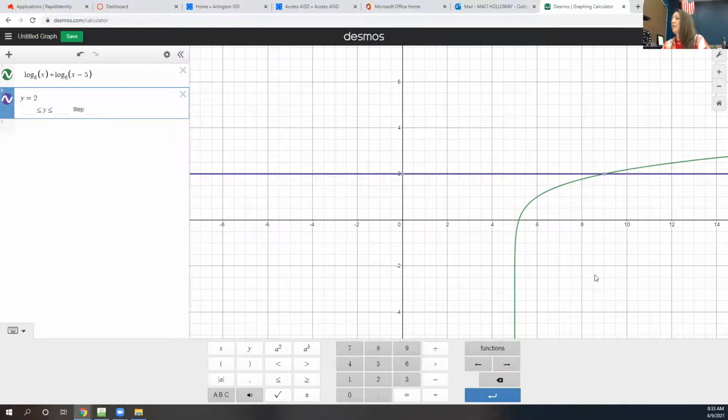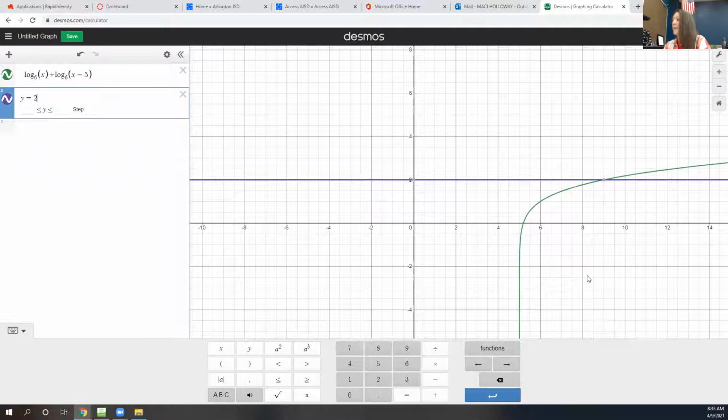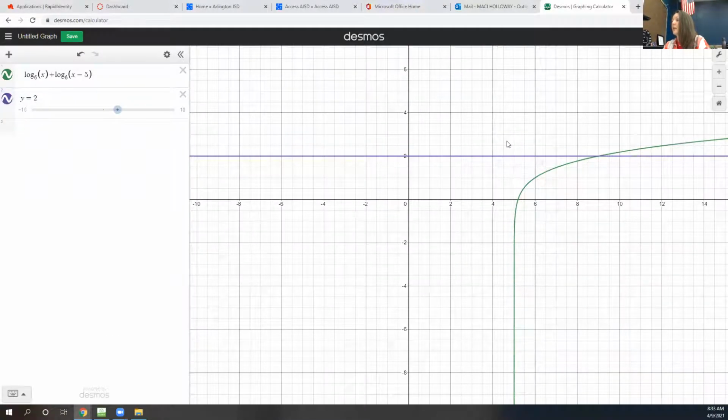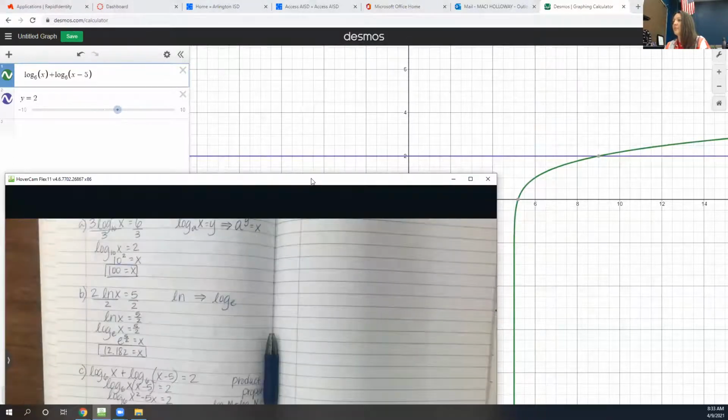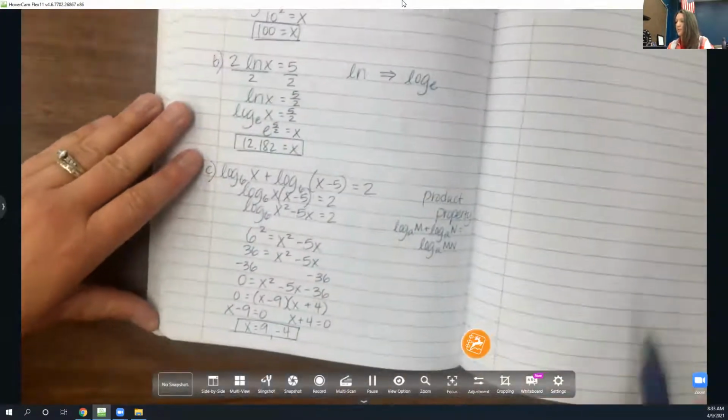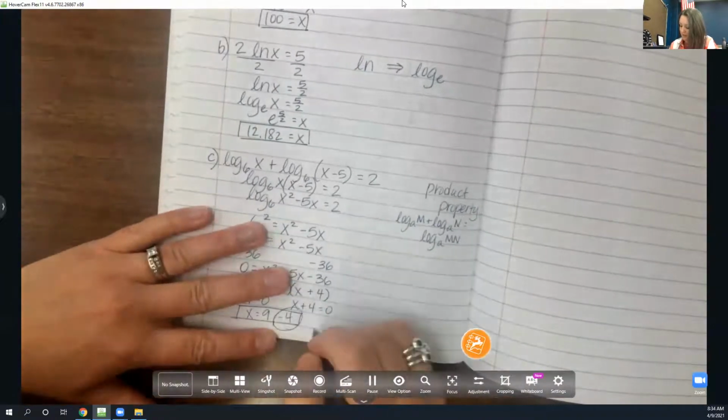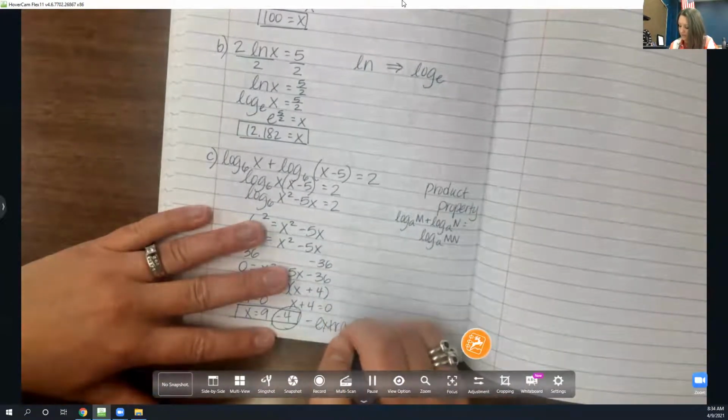Okay, so we had two answers, right? 9 and -4. It's looking like our vertical asymptote here is at 5. And 9 works. 9 is an intersection point. However, -4 is not an intersection point. So guess what? We have an extraneous solution. We're going to have to write that down. -4 is our extraneous solution.